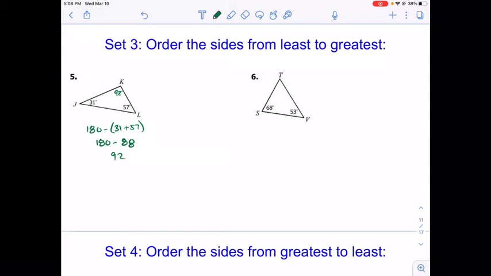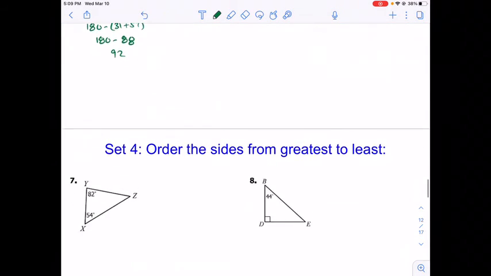So order these sides from the least to greatest. So our first side here would be across from 31. So there's side 1, that's going to be KL. So the next one here would be the one across from 57, which is going to be JK. And the last one here is going to be across from angle K, which is JL. So we have KL, JK, and JL. All right, let's look at number 7 and 8.